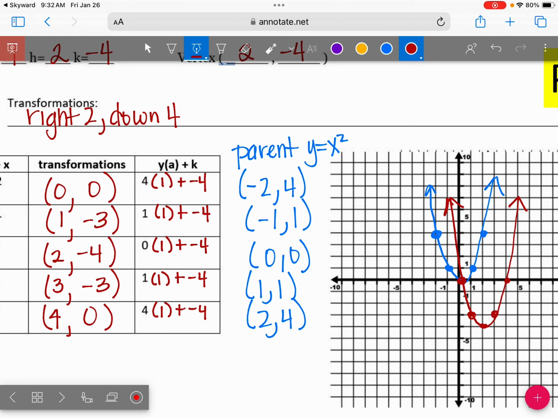So your test is a week from today. And this is what the main question looks like.